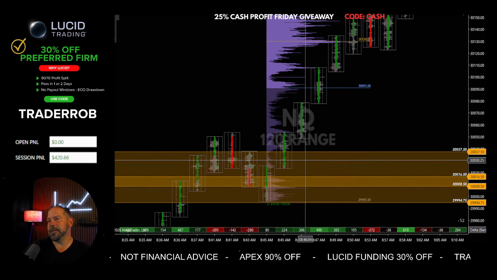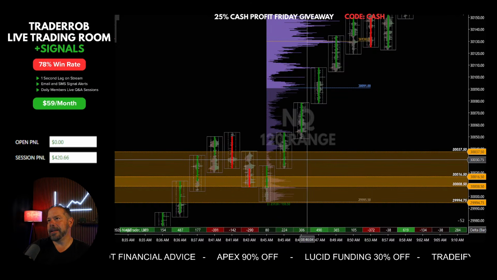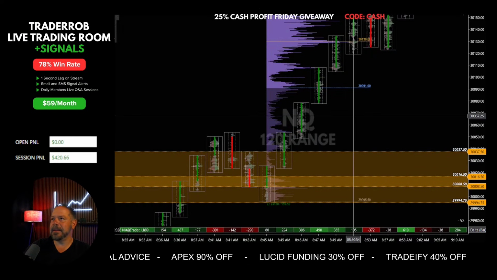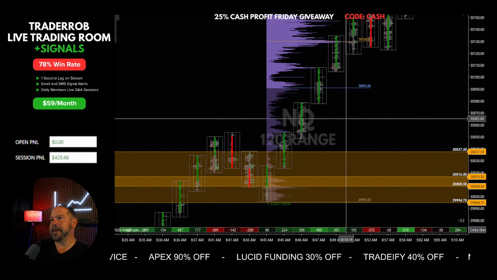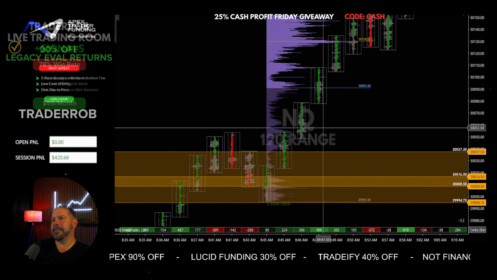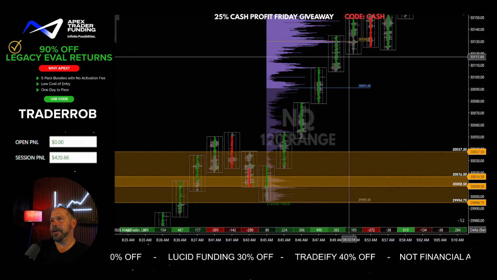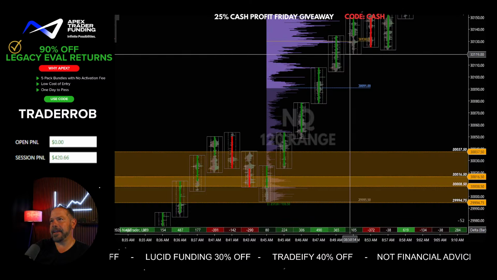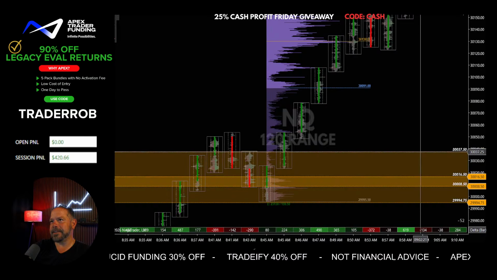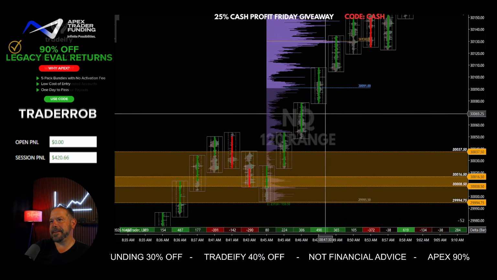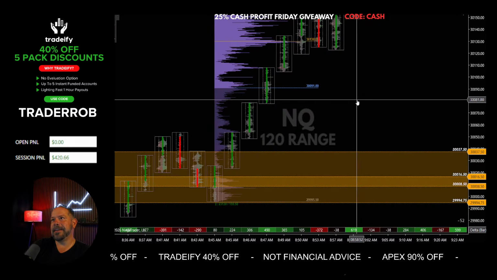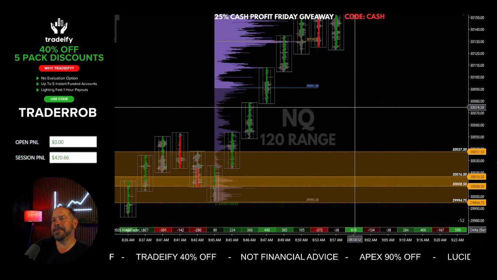You want a minimum of 3. You would like to stay 3 to 5 max, but I'm willing to go up to 7 if I have to. I'm sorry, this is 6 120 range boxes to the upside. So 1 more than normal, but you can see how beautiful this price action is. Very little retracements here. This is textbook. It's a textbook AVT strategy.